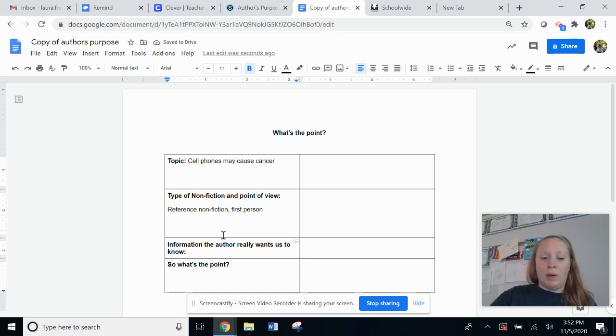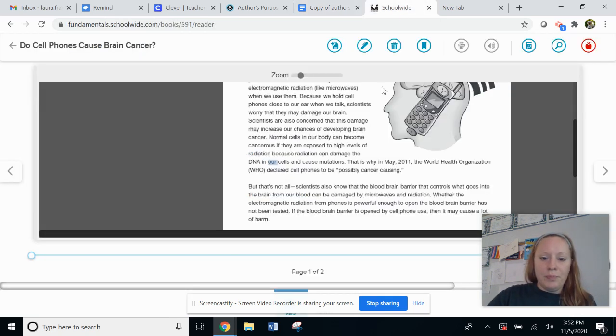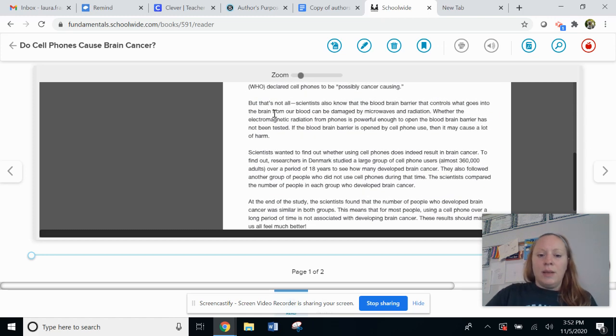Information that the author really wants us to know. Well, I think that we've determined that already, but we should keep reading just in case. But that's not all. Scientists also know the blood-brain barrier that controls what goes into the brain from our blood can be damaged by microwaves and radiation. Whether the electromagnetic radiation from phones is powerful enough to open the blood-brain barrier has not been tested. If the blood-brain barrier is opened by cell phone use, then it may cause a lot of harm. This kind of looks like a warning to me.